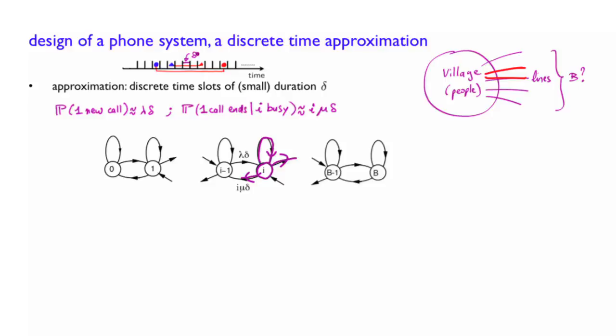So what is the probability of an upward transition? That's the probability that the Poisson process has an arrival during the slot of duration delta. And as we have seen, this is lambda times delta. So each one of these upward transitions has the same probability of lambda times delta.